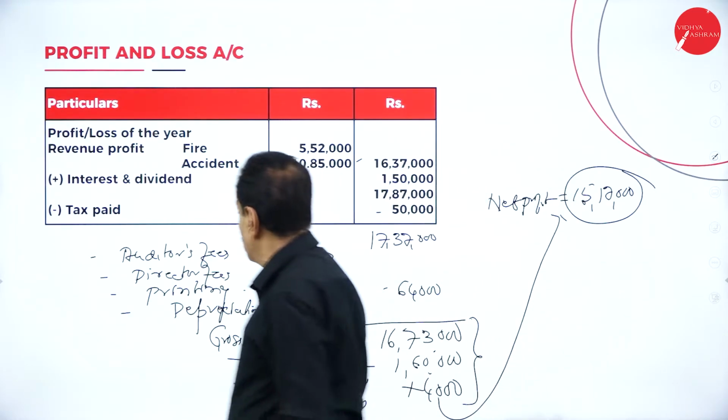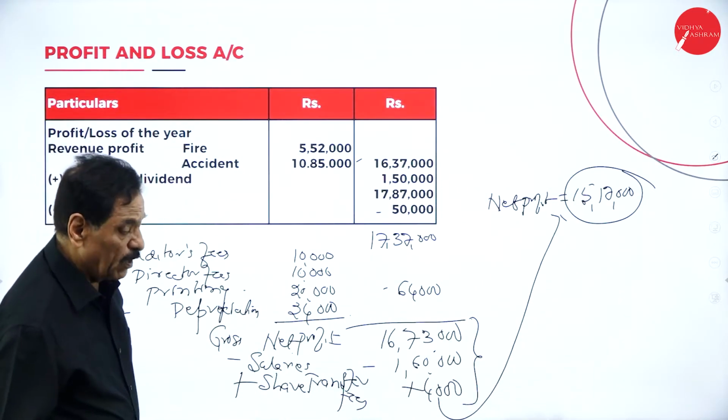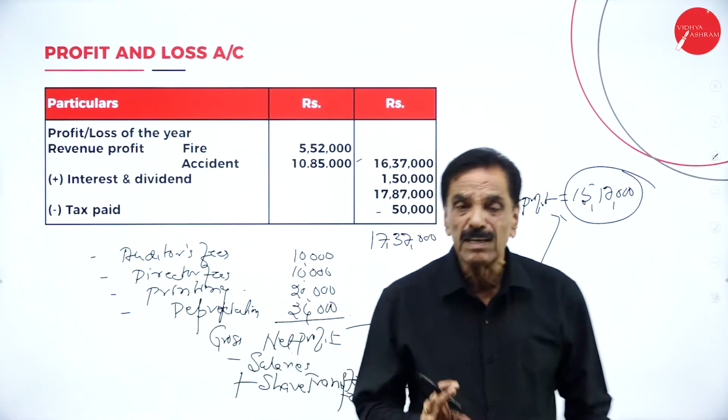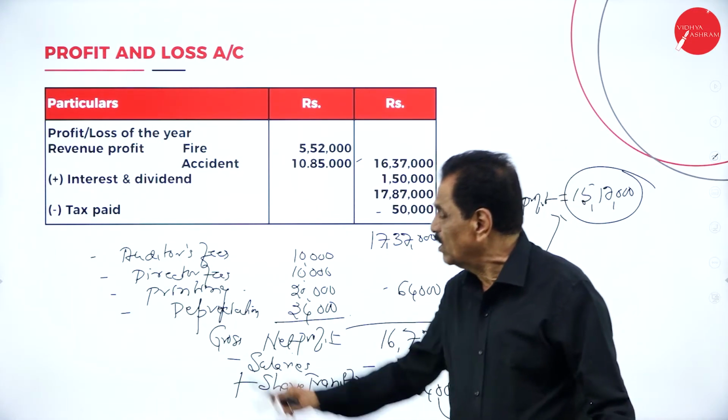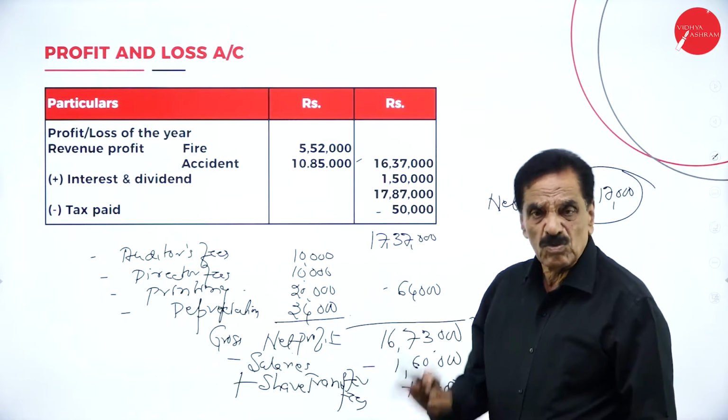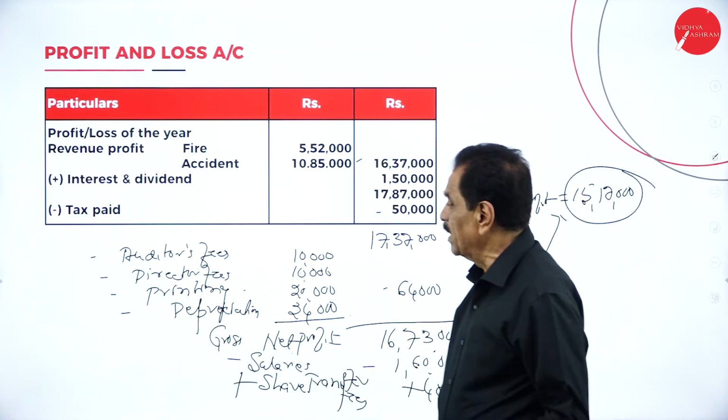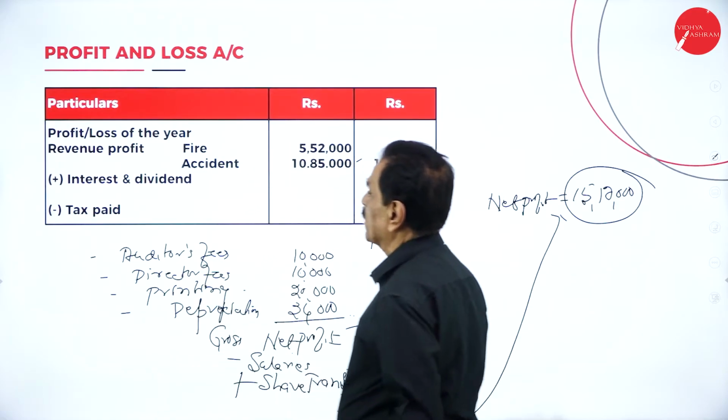So net profit will work out to 15,17,000. In the examination, only if they ask for the profit and loss account do you have to do this. Unless they ask only for the revenue account, which is 10 marks. Here, all this goes to the profit and loss account.